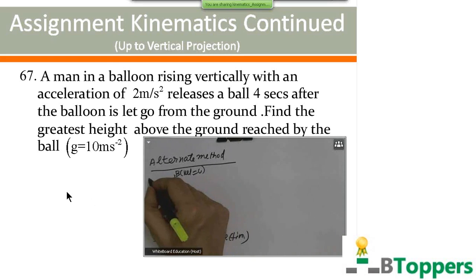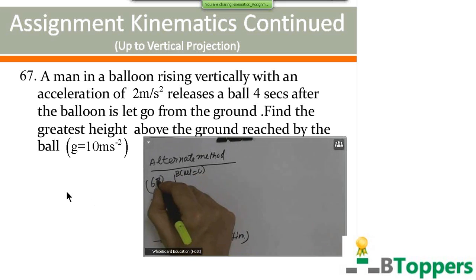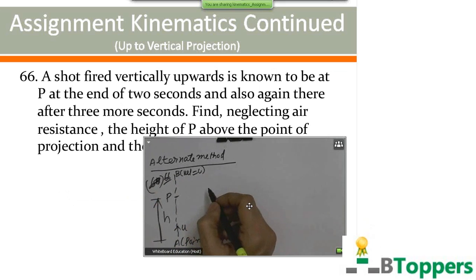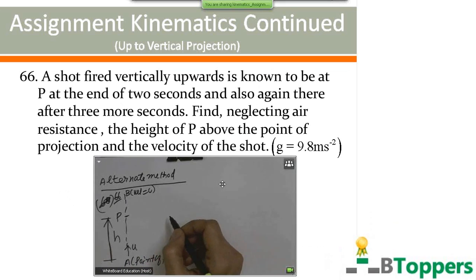So if you want to copy the solution, you can take a pause and copy the solution. So I am discussing again question number 67 by the alternate method. 66, I'm sorry. I'll be discussing question number 66 by the alternate method. The body, let A be the point of projection. Let B be the highest point at which velocity becomes 0. Let small h be the height of the point P. The body is found at the point P first time, 2 seconds after projection.